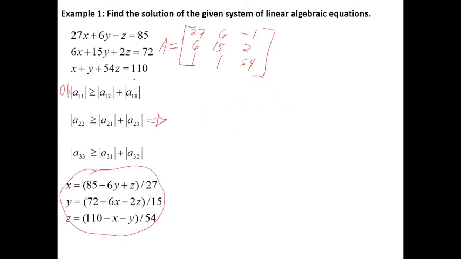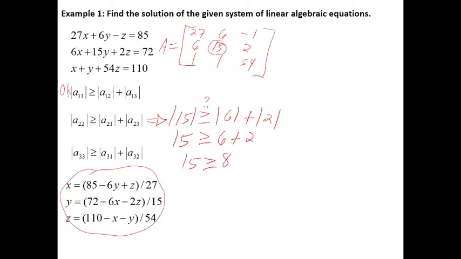So, A22, that is 15. Absolute value greater than or equal to A21, that is 6, plus A23, that is 2. So, 15 greater than or equal to 6 plus 2. 15 greater than or equal to 8. So, satisfied.